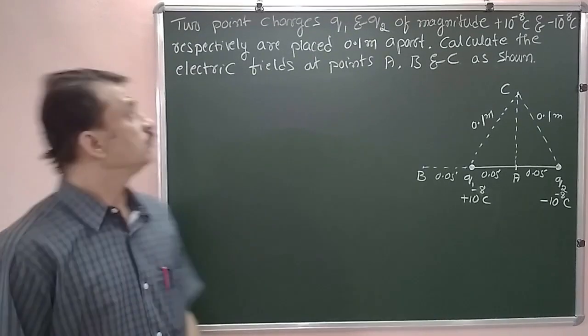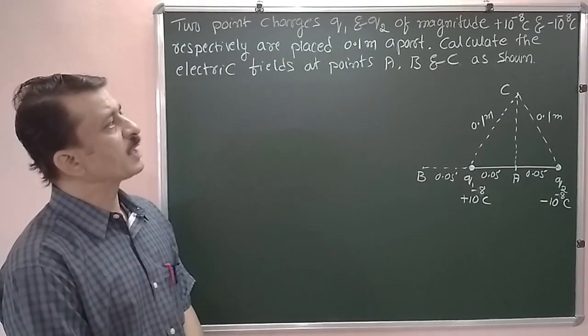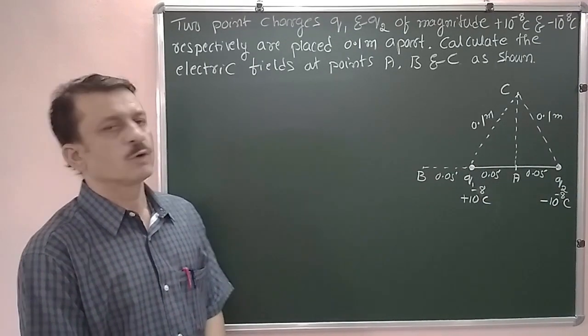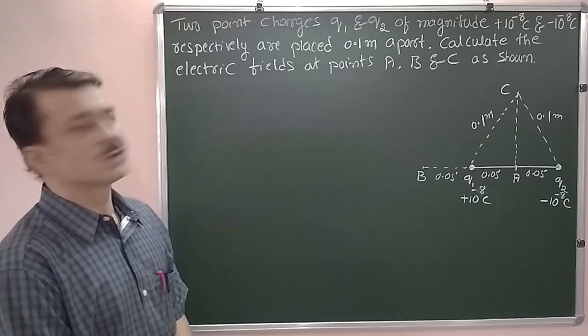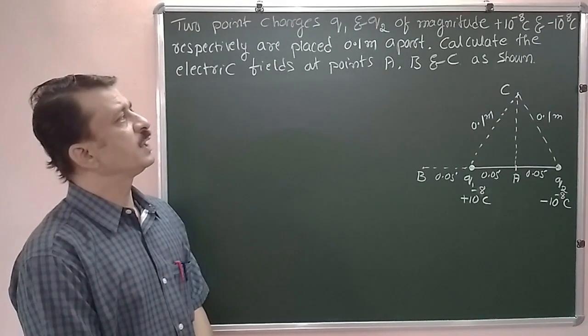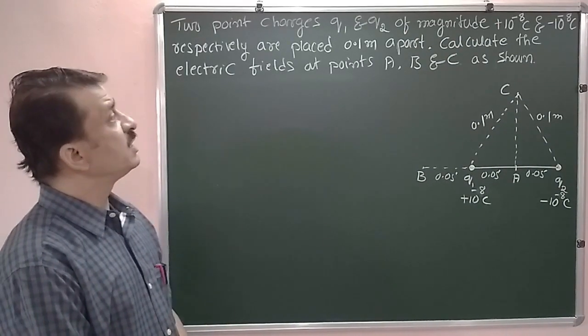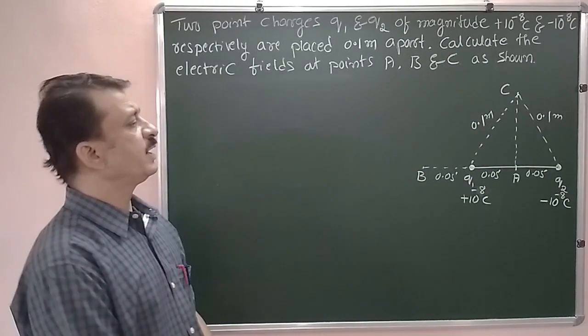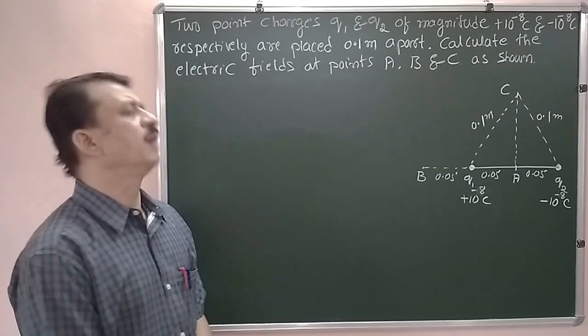Let me solve one problem. Two point charges Q1 and Q2 of magnitude plus 10 to the power of minus 8 coulomb and minus 10 to the power of minus 8 coulomb respectively are placed 0.1 meter apart. Calculate the electric fields at points A, B and C as shown in the diagram.